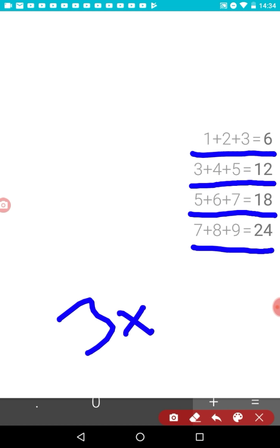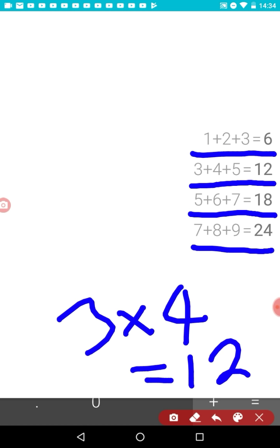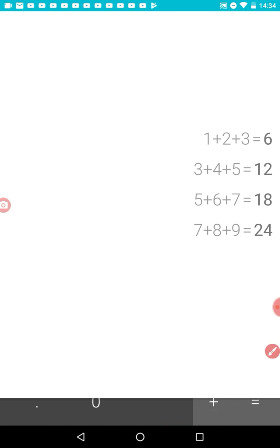3 times 4 is the 12. 12 is the number 4 time. 12 hours AM, 12 hours PM. So that's the first lesson.